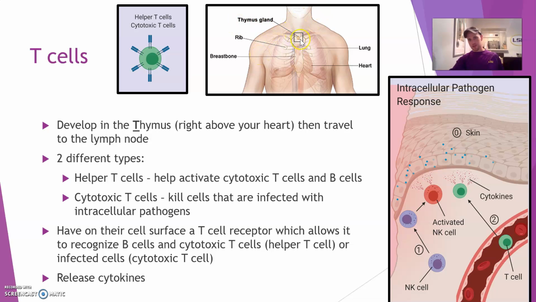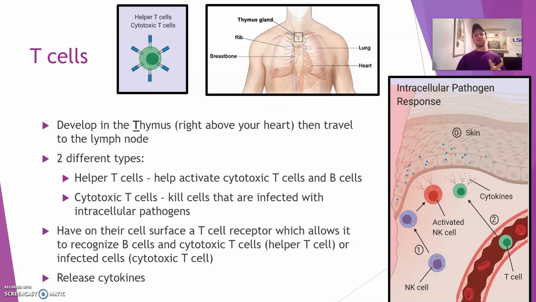And so the thymus, what is it? It's a little gland that's right above your heart. What happens is you have these cells, they travel to the thymus, and then they grow up to be grown up little T cells. Once they are fully developed T cells, they then go to the lymph nodes and start to do what they were made to do.